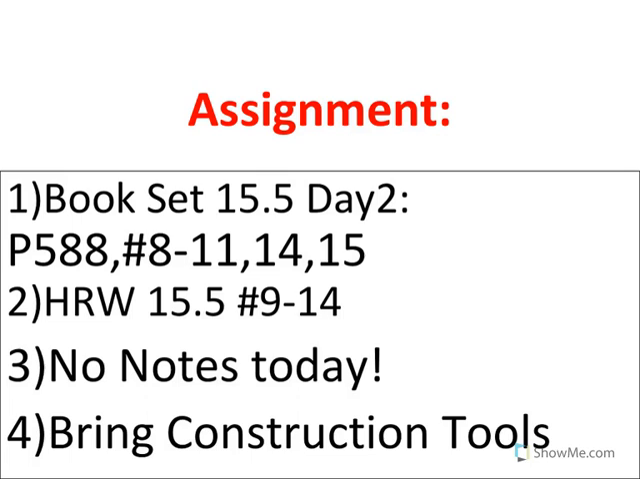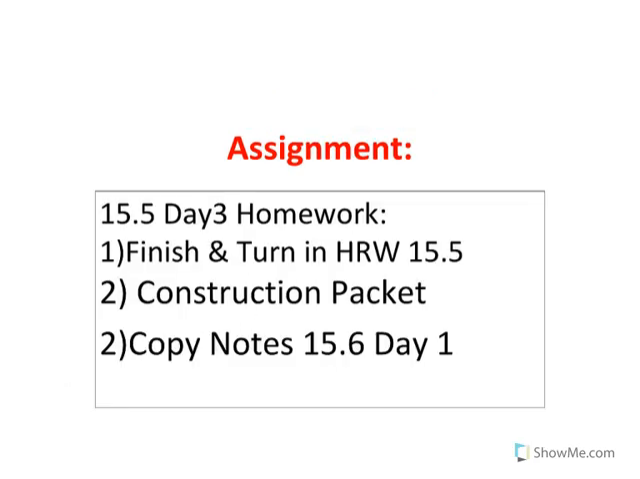That's the end of 15.5 day 2. Your assignment is to work on numbers 8 to 11, numbers 14 and 15, and continue with your HRW. For day 3, we will be working on our worksheet, and you need to bring in your construction 2. For day 3, you will have a worksheet for homework, and you need to complete your HRW. Then you need to copy down the 15.6 day 1 notes.